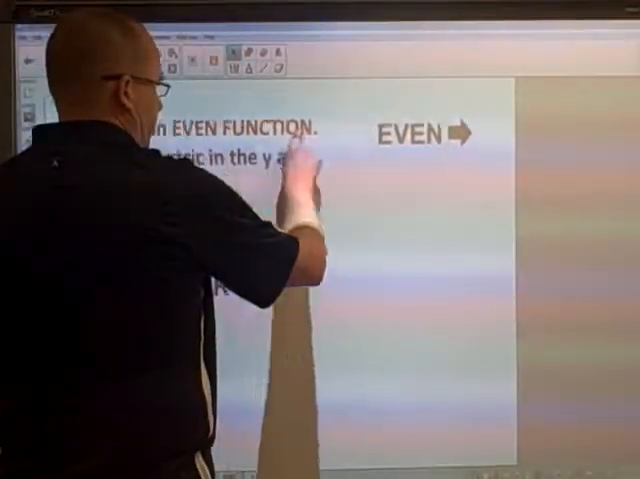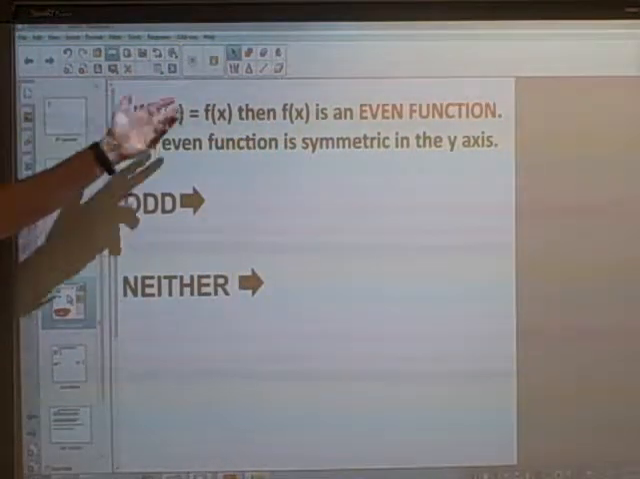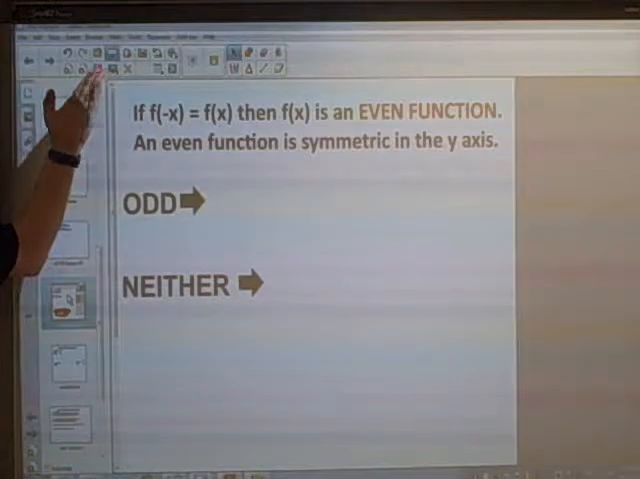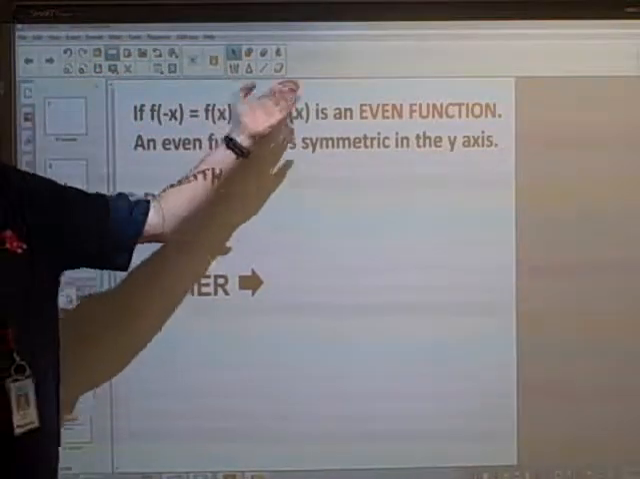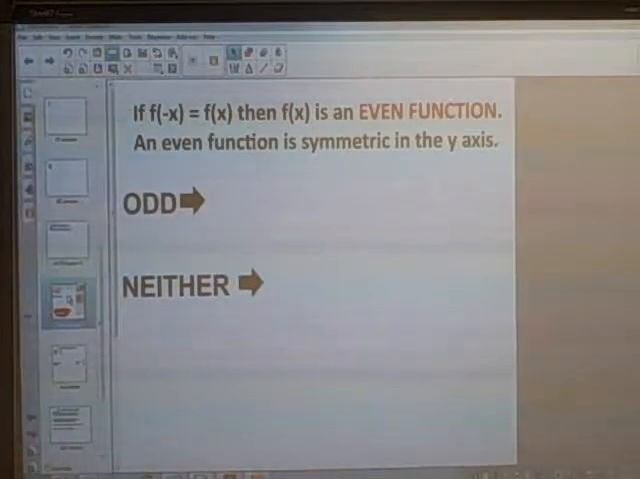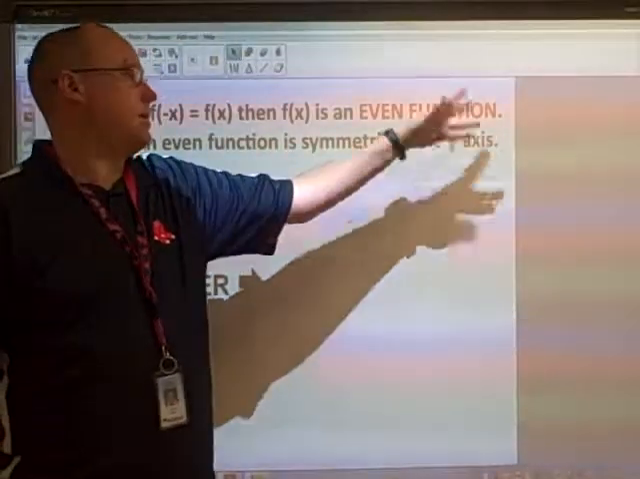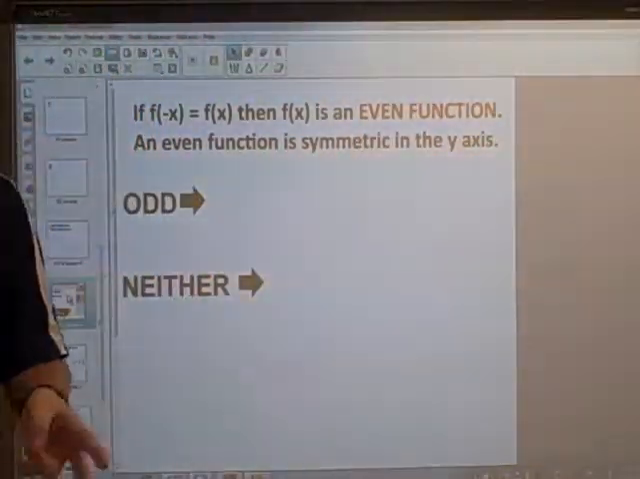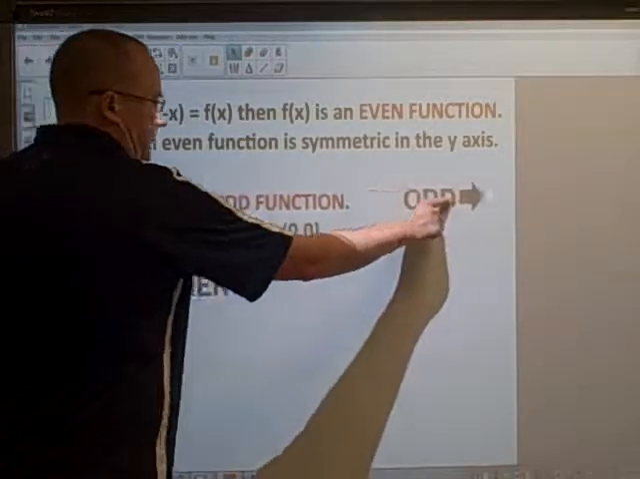So an even function. What you do is you take a function f of x, and wherever it says x, you plug in negative x. You go ahead and simplify. If you end up with what you started with, that's called an even function. That's if you do it algebraically. Now, if you want to do it graphically, then you just take a look at the graph. If it's symmetric in the y-axis, that means it's an even function. So there's a couple of different ways you can do these questions, depending on how well you know the graph in question.